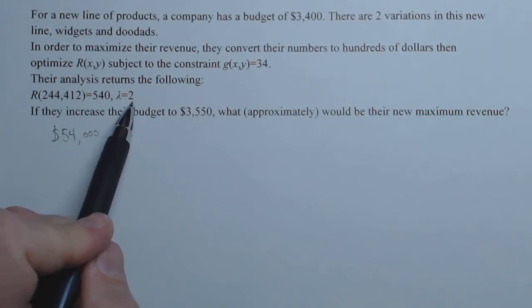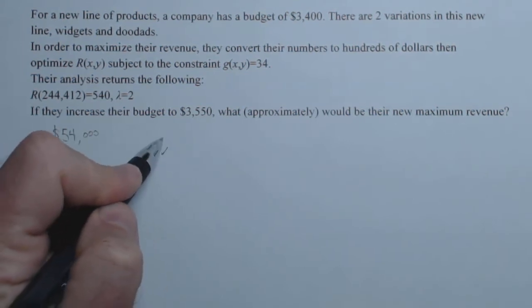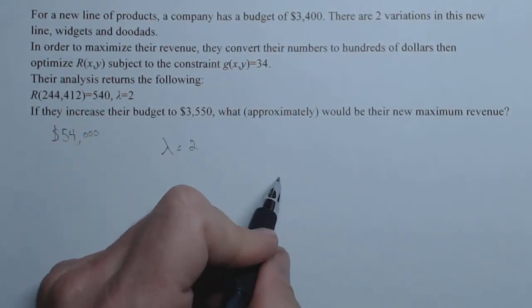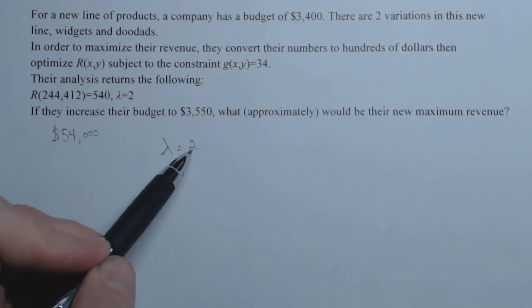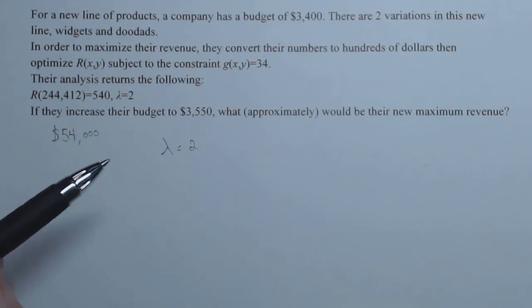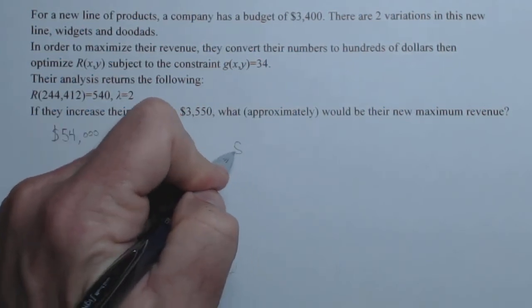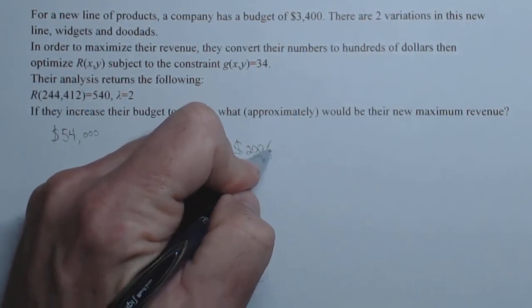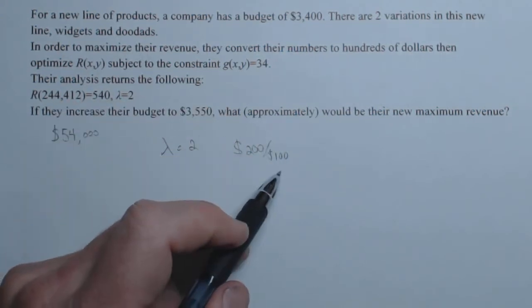Now we have a lambda of 2, and it's important to understand what's going on with the lambda. So the lambda, also this is in hundreds of dollars. So we got a lambda of 2. Now what the Lagrange multiplier gives us is how we would expect our optimal value to increase if we increase our constraint by 1 unit. So this means that we would expect to see our maximum revenue go up by about $200 per, now remember the input was in hundreds of dollars, per $100 change in input.